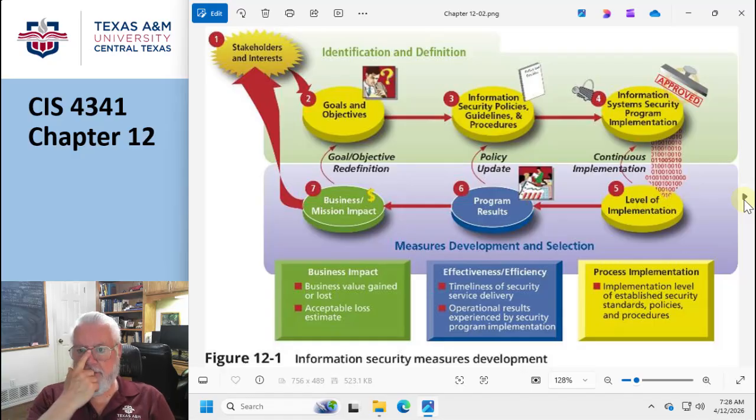Talks about the things you ought to be measuring. Some of these are kind of wild, like stakeholder interest. I don't know how you measure that. Goals and objectives, yeah. Security information policy, yeah. Information security program implementation, level of implementation, program results, business impact. Hopefully, this is not just cost avoidance, but you'd end up with the business value gained or lost, and the acceptable loss estimate, and timeliness of these devices, and operational results, and implementation level.